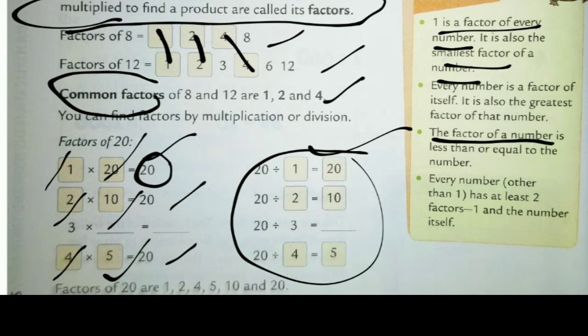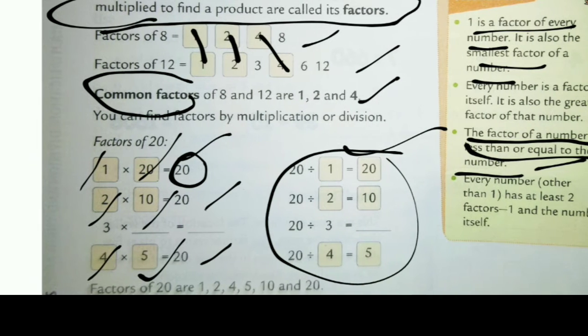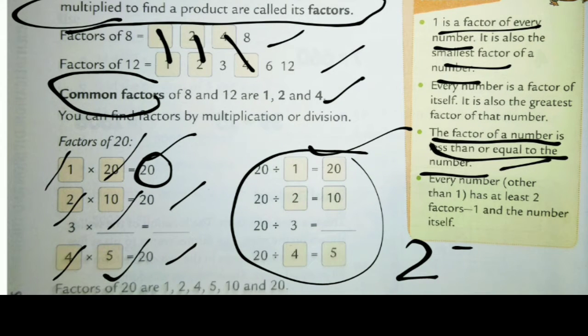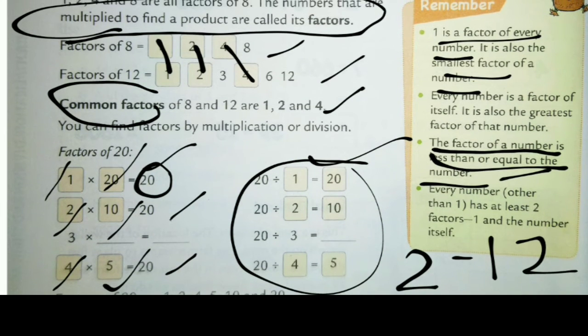Third, a factor of a number is less than or equal to the number. Clear? So equal to means that suppose the factors of 8 are 1, 2, 4 and 8. So in this one, a factor could be less than or equal to that number. Next, every number other than 1 has at least 2 factors, 1 and the number itself, like 2. So the factors are 1 and 2. Clear?